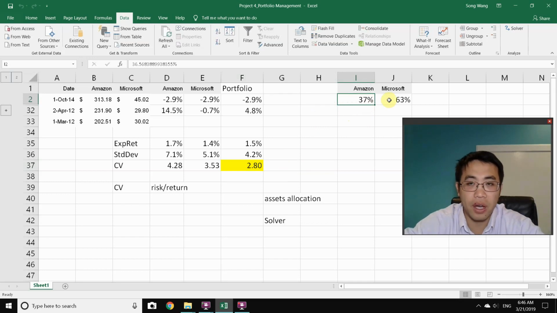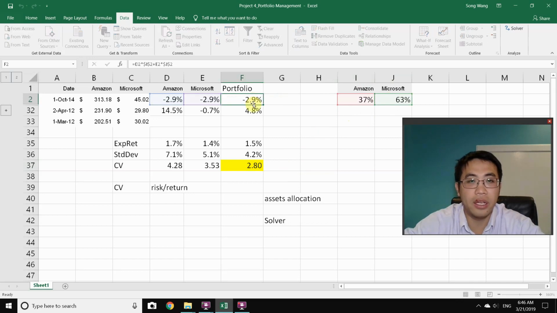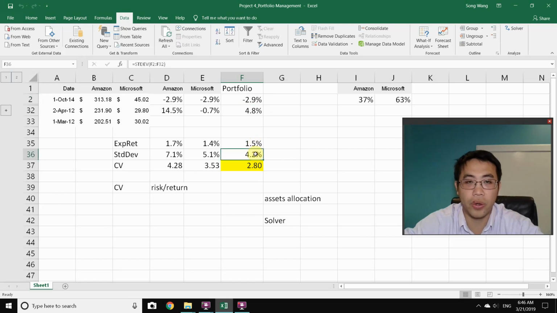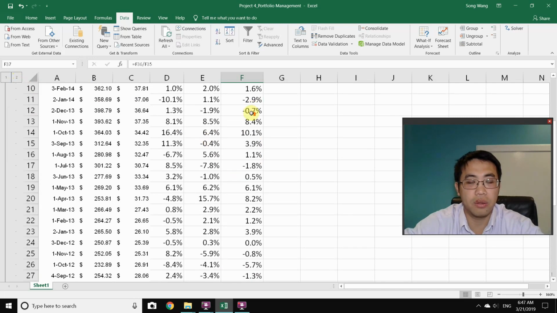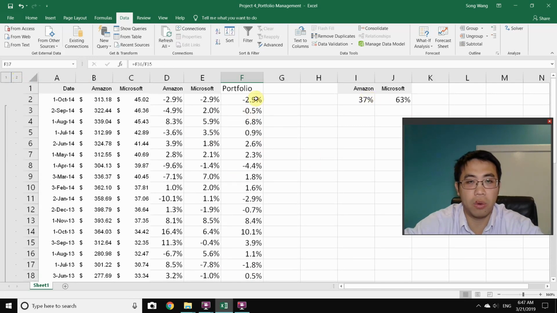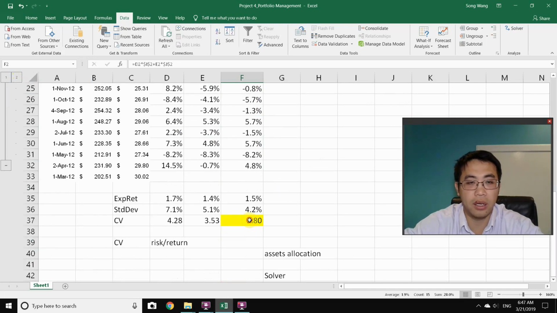And then Microsoft will change automatically. So after the weights are changed automatically, the portfolio return for each month will change automatically. So do the expected return and the standard deviation for the portfolio. And in that case, my CV has changed to a new level, which is the lowest among all possible solutions. So 2.8 is what you have seen. And then I expand my area. So you will see that all the returns will be adjusted based on the weights for the portfolio. And then that's my new weights.